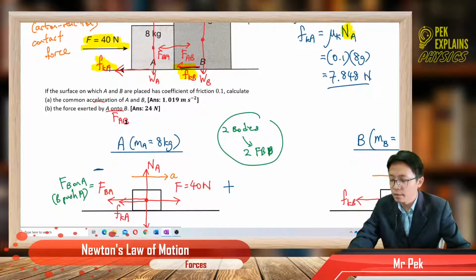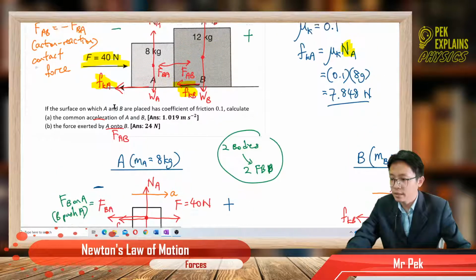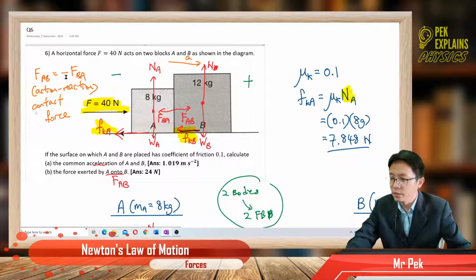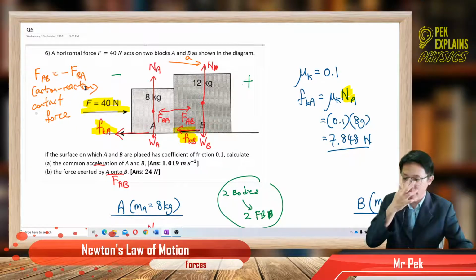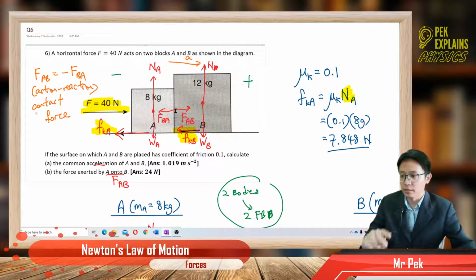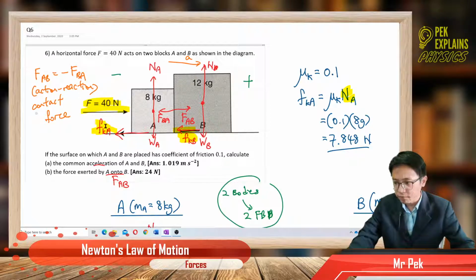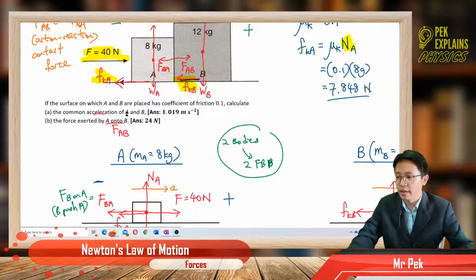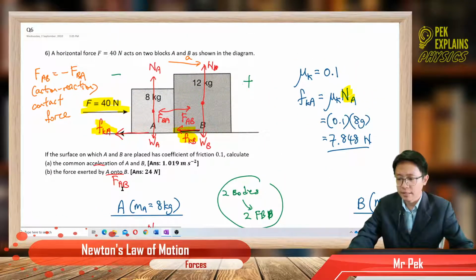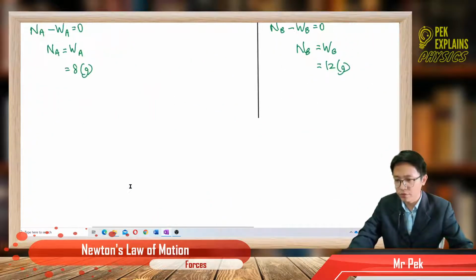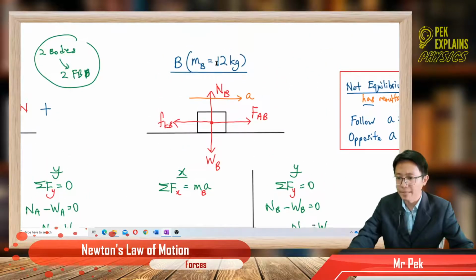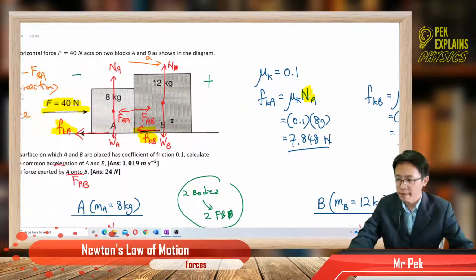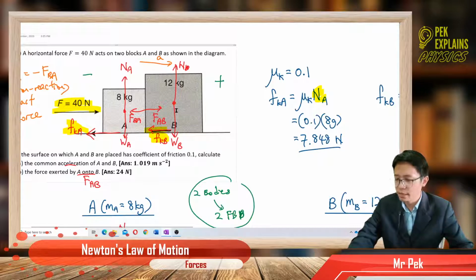This one is FAB. They are the same because FAB is equal to negative FBA. Why negative? Because opposite direction. Both of them have the same magnitude, opposite direction, because they are action-reaction forces. If you got FBA, that is actually FAB also. If you want to find FAB, we can do the mass B. Yeah, let's try out the mass B.